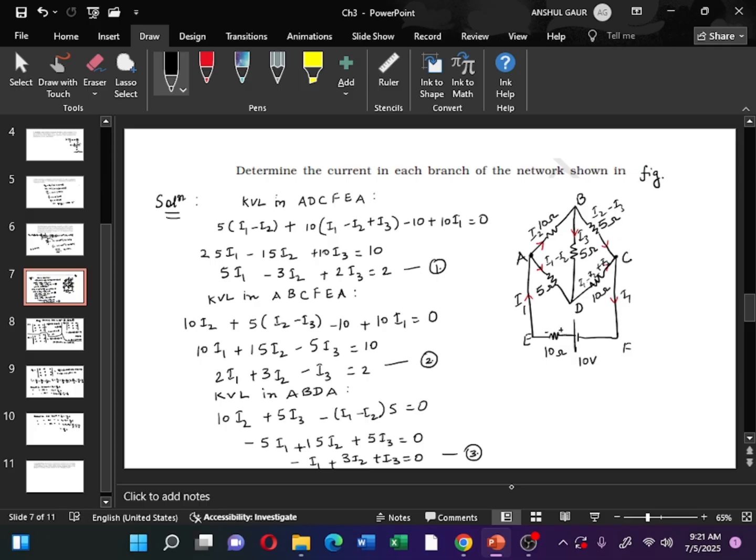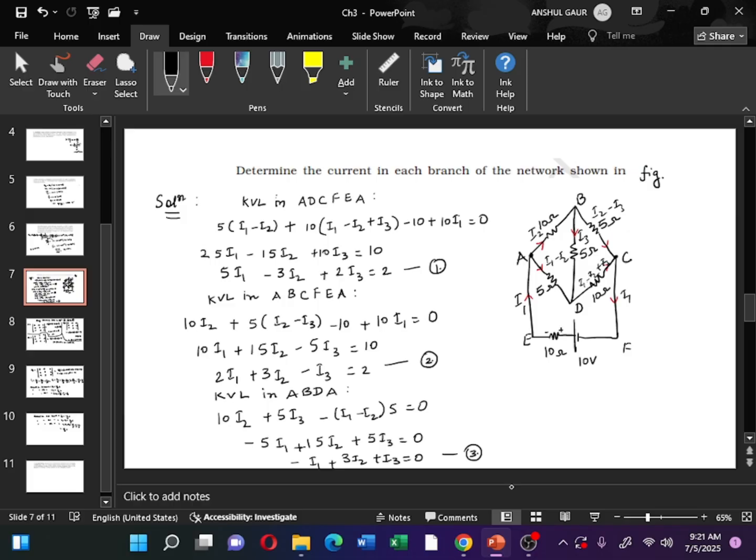Now we have to calculate the currents in each branch. To calculate them, we have to apply KVL in different loops. You can easily see that there are three unknowns, I1, I2 and I3, so we require three equations to solve them. So we have to apply KVL in three different loops. For example, in the first case, we apply KVL in loop A, D, C, F, E, A.